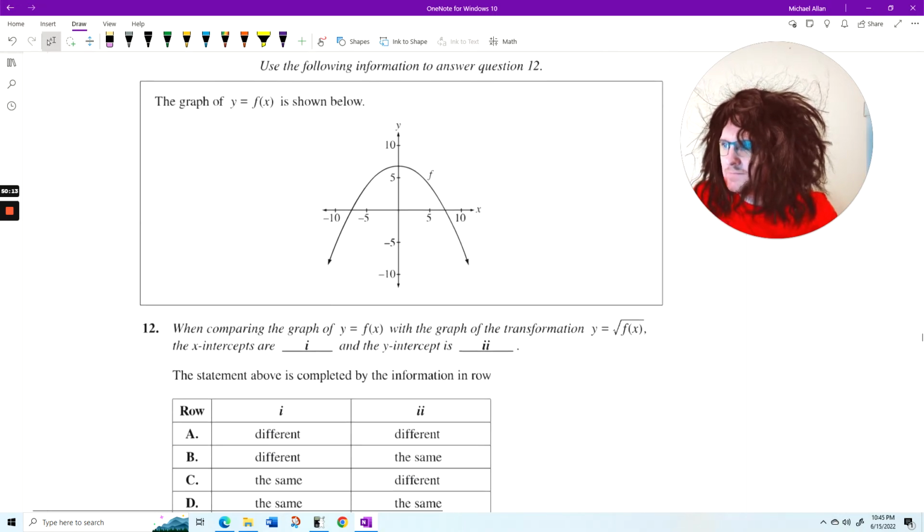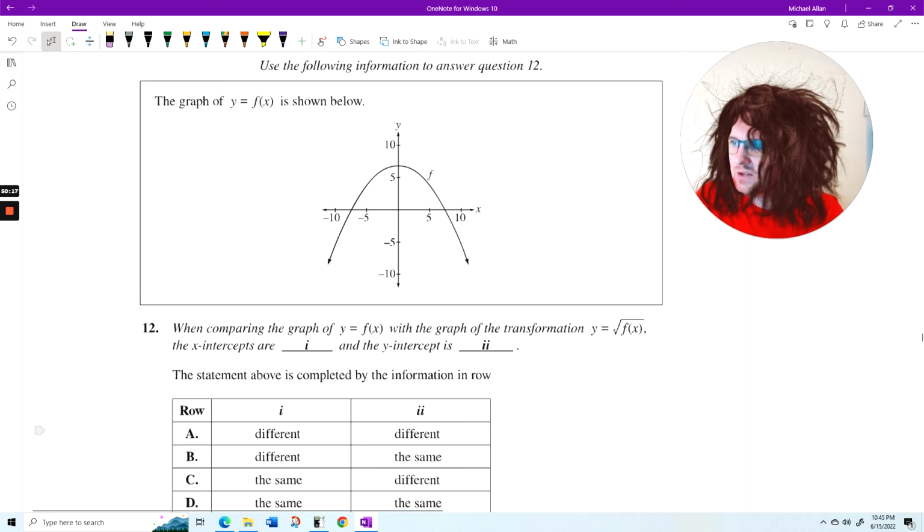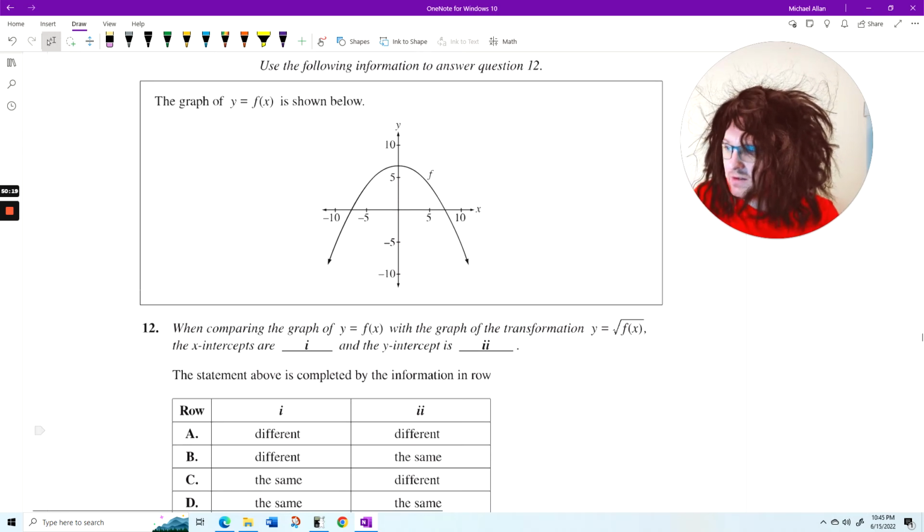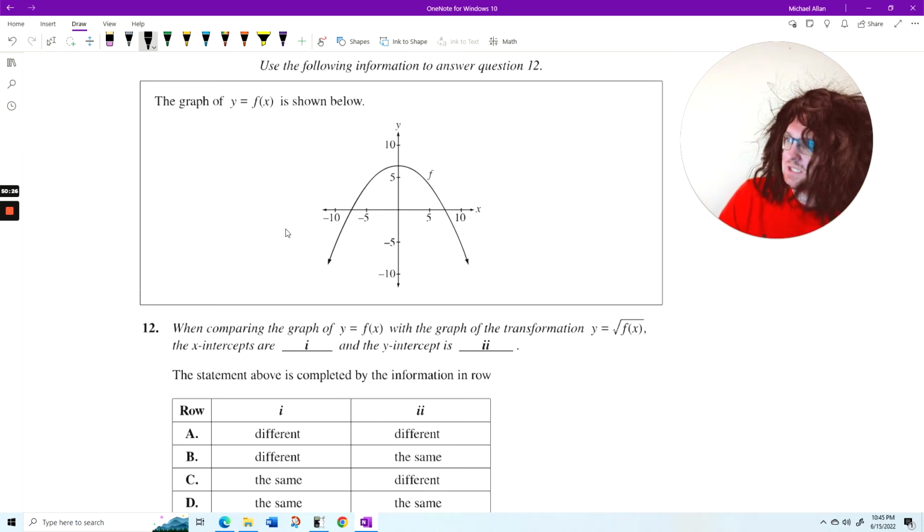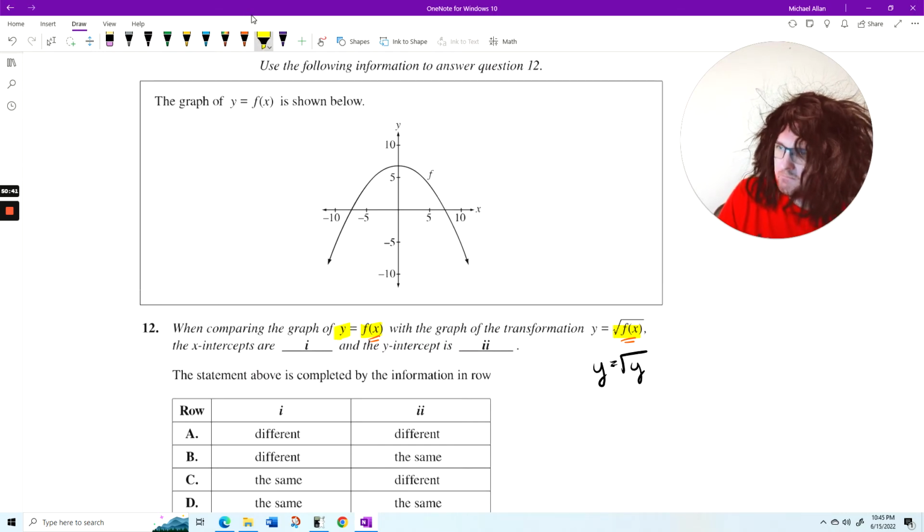Okay. Let's go down here. I'm at 50 minutes. So when comparing the graph to the radical transformation, so taking the square root of the graph, what happens to the x-intercept and what happens to the y-intercept? Remember, it says f of x here and f of x here, so these f of x's are the same essentially. So this is just saying take the square root of the y values, because that's what f of x is equal to. It's equal to y.